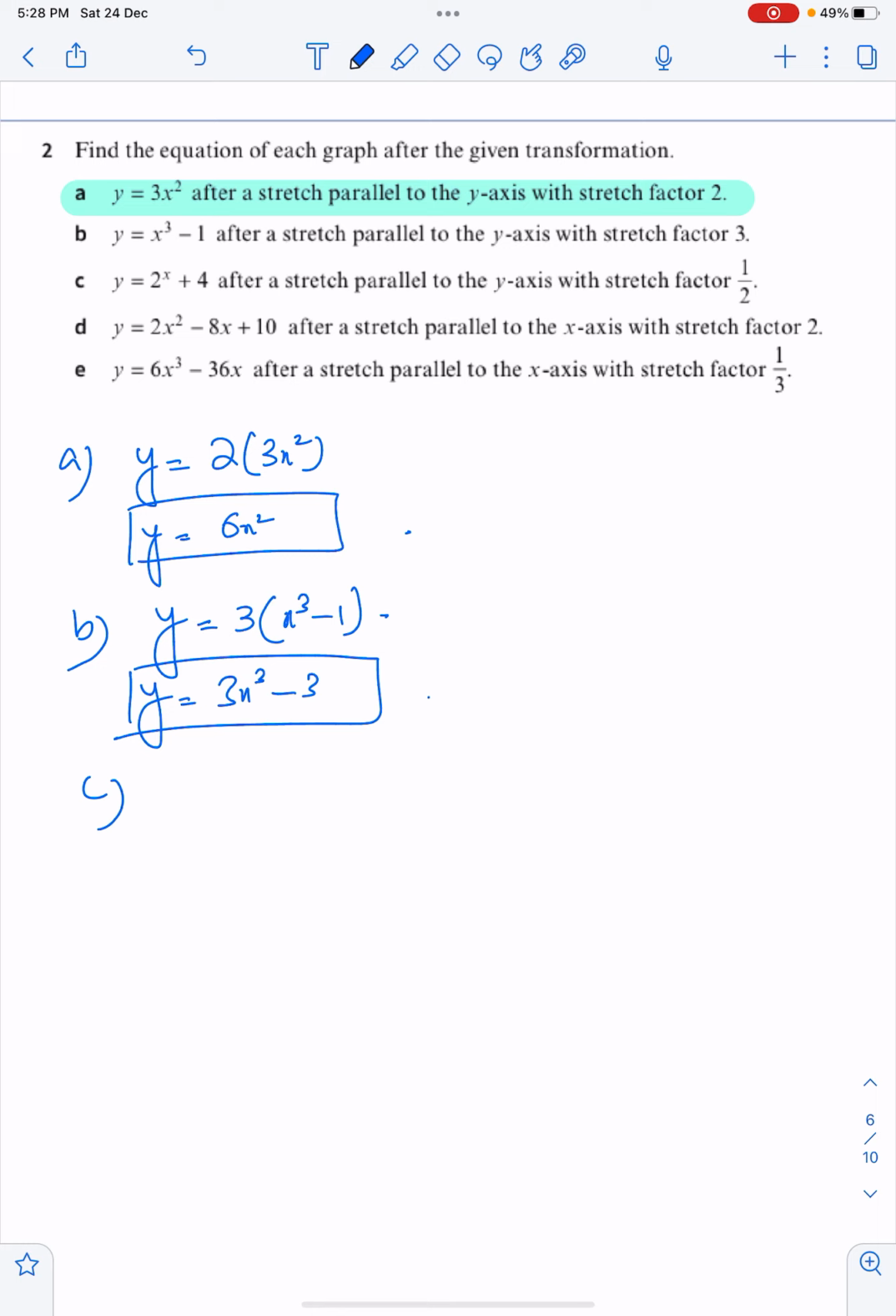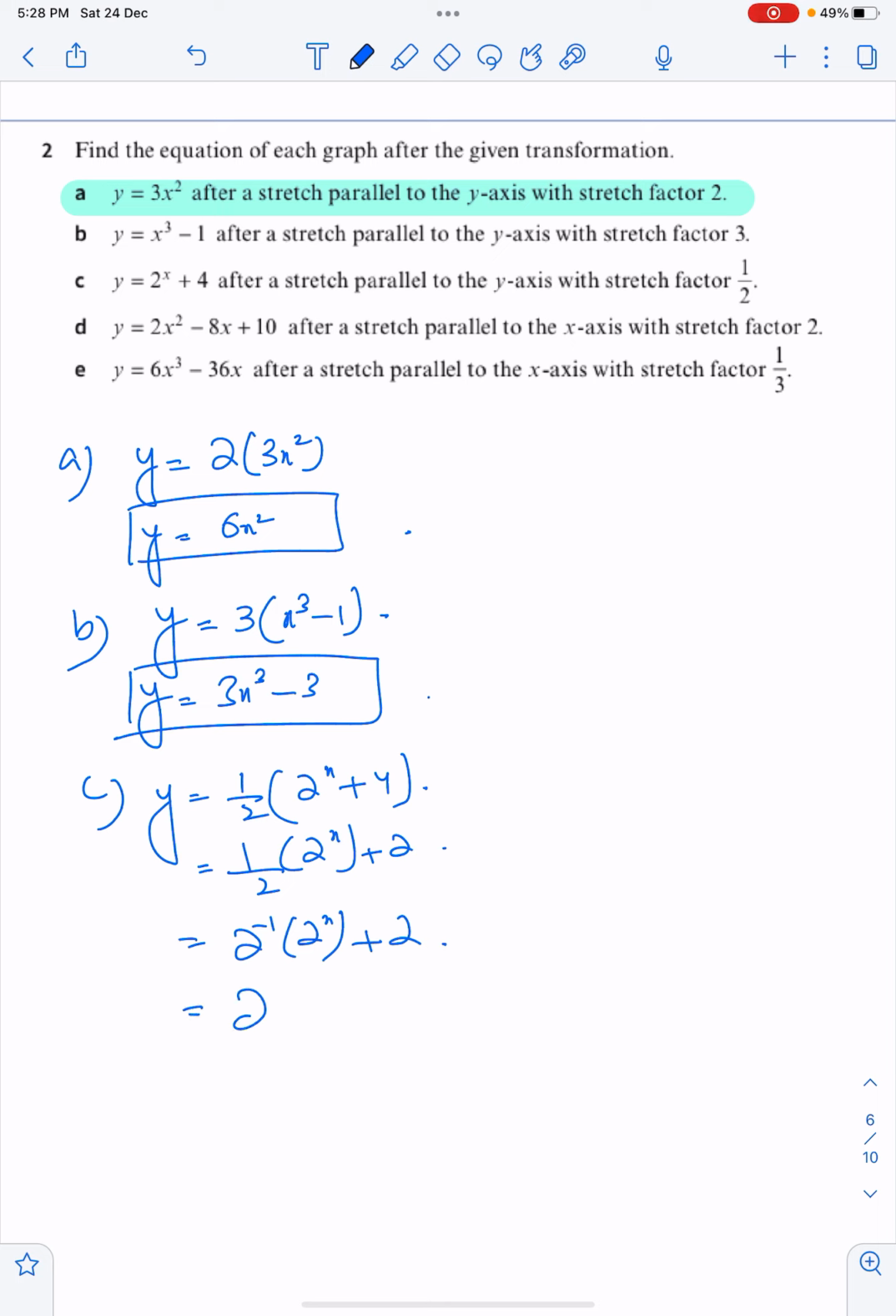Okay. The C part, it says stretch parallel to the y-axis with stretch factor half. Simply you have to multiply the equation by half. Half into 4 is a 2. Now I can write half as 2 to the power negative 1, into 2 to the power x plus 2. So this can be written as 2 to the power x minus 1 plus 2. This is the final answer.